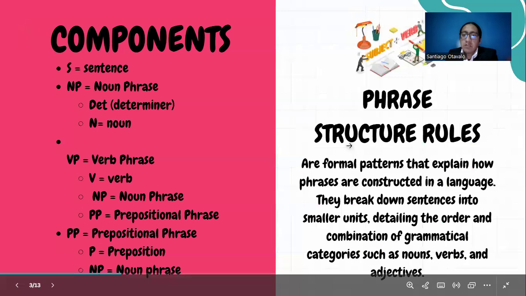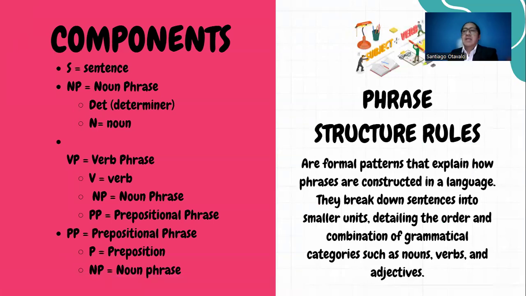The phrase structure rules are patterns that explain how phrases are constructed in a language. They break down a sentence into small units, detailing the order and the combination of grammatical categories such as nouns, verbs, and adjectives. The components represent the meaning of the sentence. And the sentence we can divide into noun phrase, verb phrase, and prepositional phrase. The most common are the noun phrase and verb phrase.